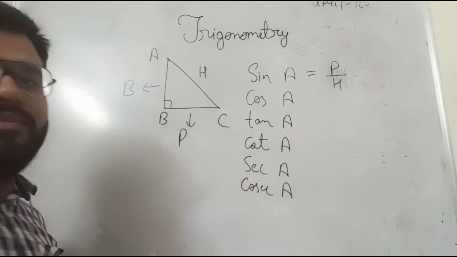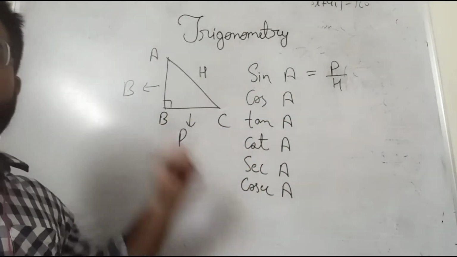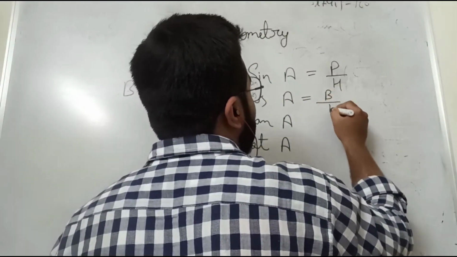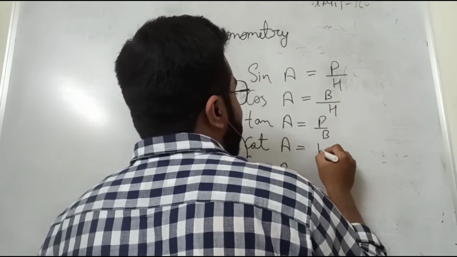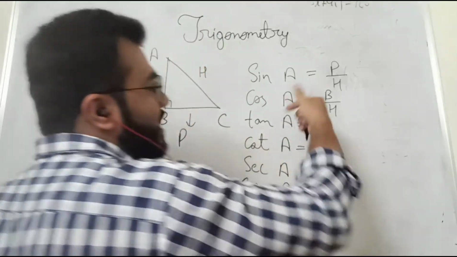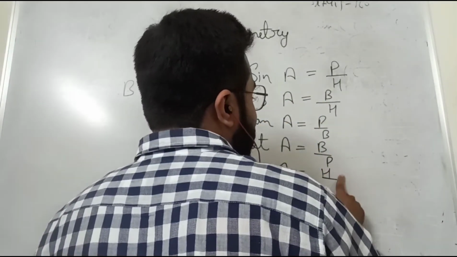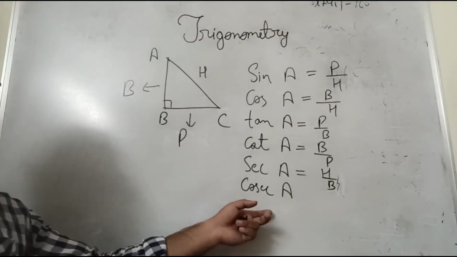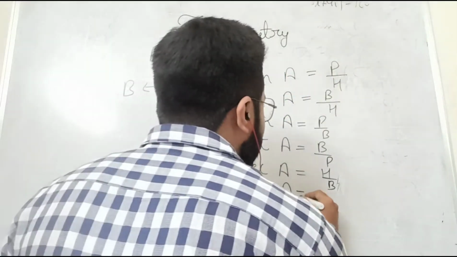First I am writing the formulas, then I'll discuss the sine, cos, tan, cot, sec and cosec for this given triangle. The formula for cos is base upon hypotenuse, then tan is equal to perpendicular upon base, cot is equal to base upon perpendicular, sec is the opposite of cos, so it will be equal to hypotenuse upon base, and cosec is the reciprocal of sine, so it will be equal to hypotenuse upon perpendicular.